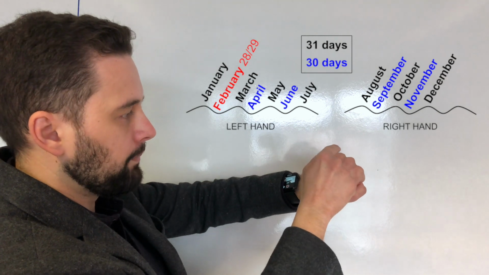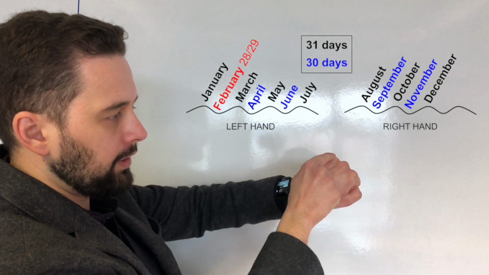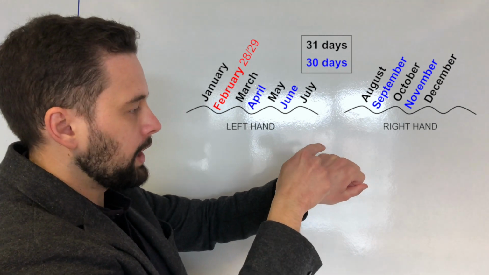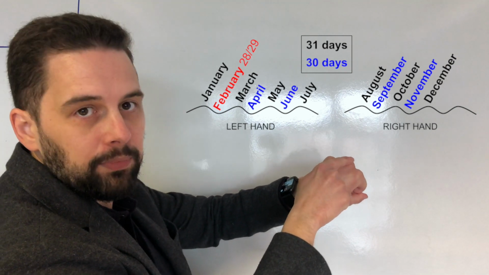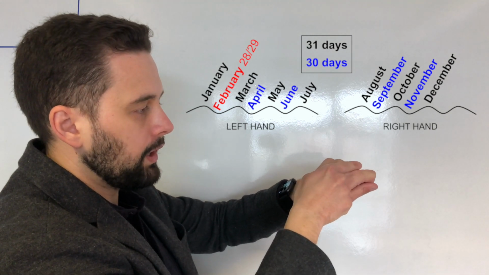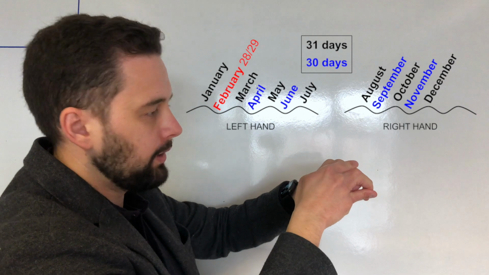So you've got January, February, March is 31, April is not, so it must be 30. January, February, March, April, May is a knuckle, so it's 31. June is between knuckles, so it must be 30.